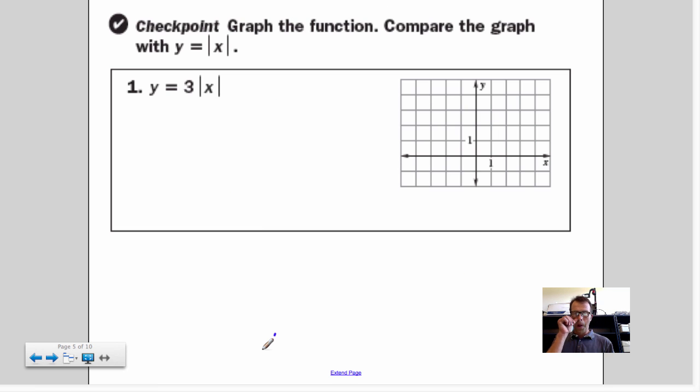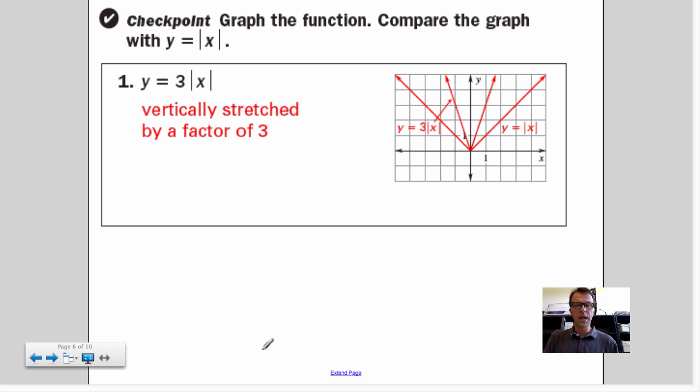Nice. Why don't you go ahead and try this one example? Hit pause, and when you're ready, hit play. And here is the answer. So this is a nice graph. I like the fact that the answer here shows the original parent graph and the skinnier graph of 3.